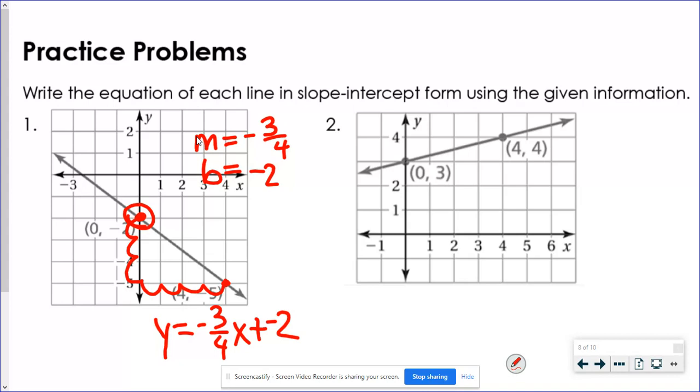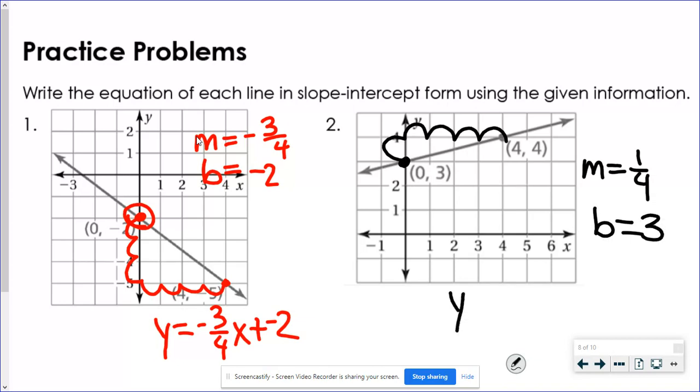Don't forget, you need the x in the equation, but the slope doesn't have the x attached to it when we just find the slope. In number 2, this one has a positive slope. This one is moving up 1 and over 1, 2, 3, 4. So my slope is 1/4. My y-intercept is right here at 3. So my equation is y equals 1/4 x plus 3.